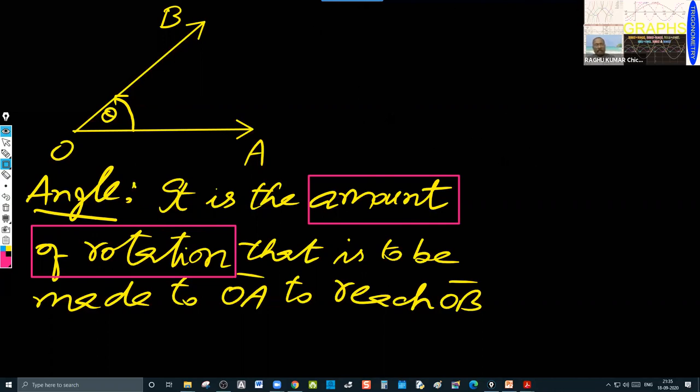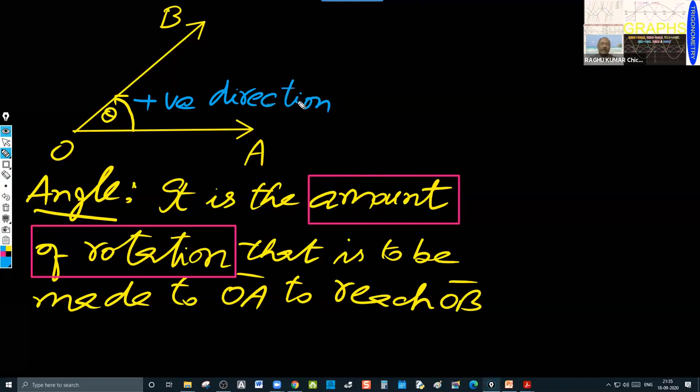If the angle is measured in the anti-clockwise direction, it is said to be positive angle. You must be surprised. How is it said to be positive angle when it is in the anti-clockwise direction? When it is in the anti-clockwise direction, why should we take it as positive direction?